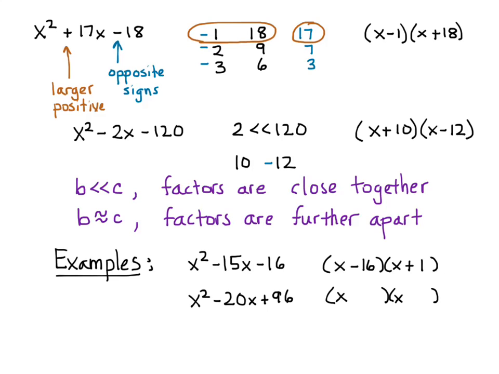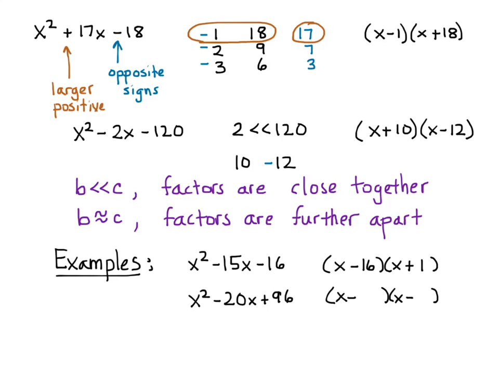Let's look at this. What do you think? What does the plus 96 mean? The fact that that's positive, what does that tell you? Both factors have the same sign. Yeah, both signs will be the same. And the fact that this is negative 20 means that they're both negative then. So we have both negative.